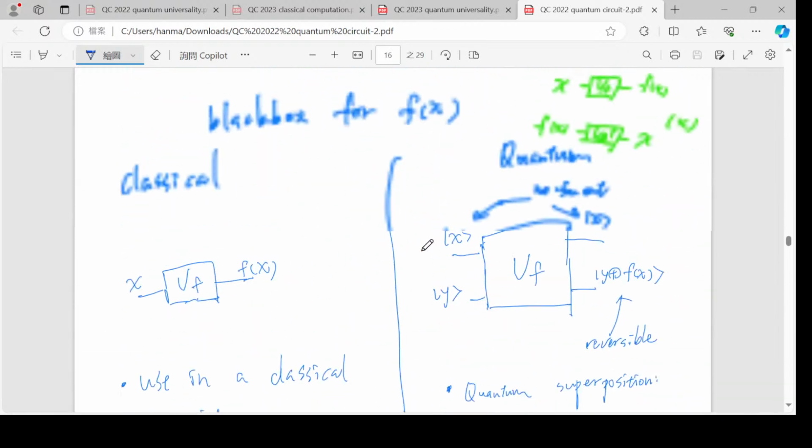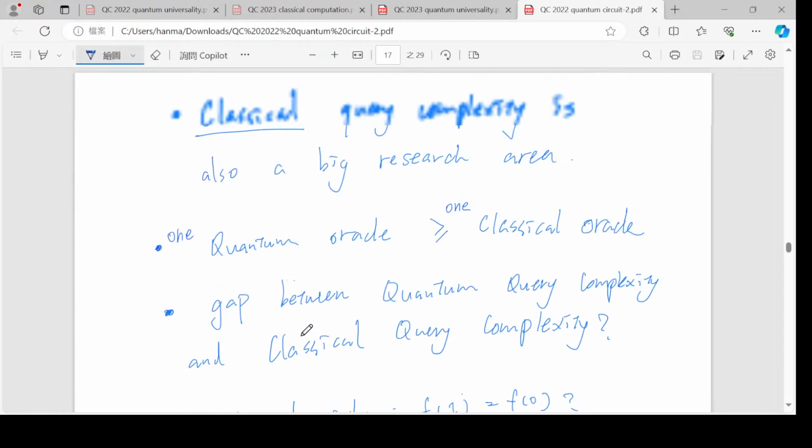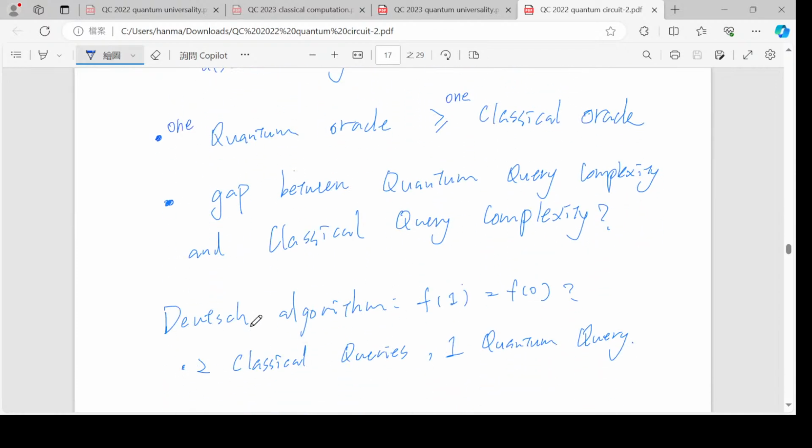Anyway, back to the separation topic. Our Deutsch-Jozsa algorithm shows that we can compute f0 equal to f1 with just one quantum query, and it requires two classical queries. So we have the 2 versus 1 separation. Now the question is, can we get a bigger separation between quantum and classical query? That would give some evidence that quantum computers have speedup over classical algorithms. This is really important. I guess that's the most practical topic in quantum computation: whether quantum algorithms run faster than classical algorithms.